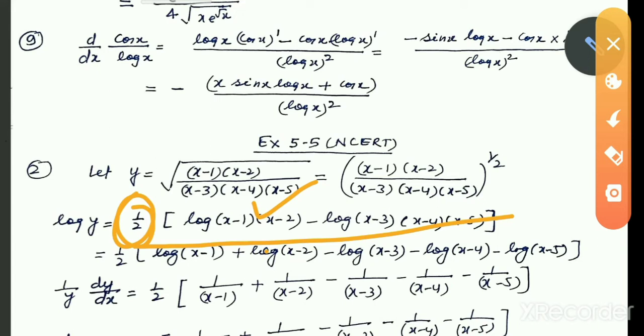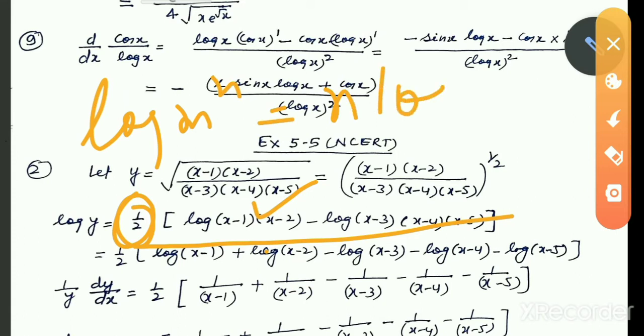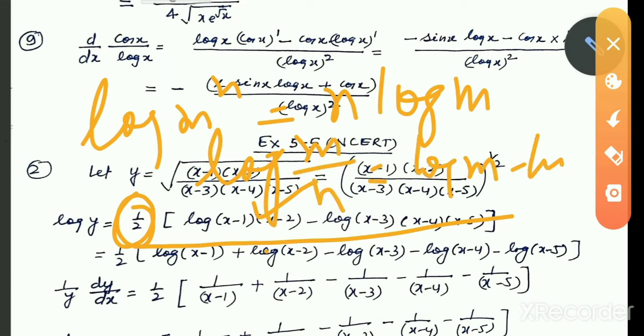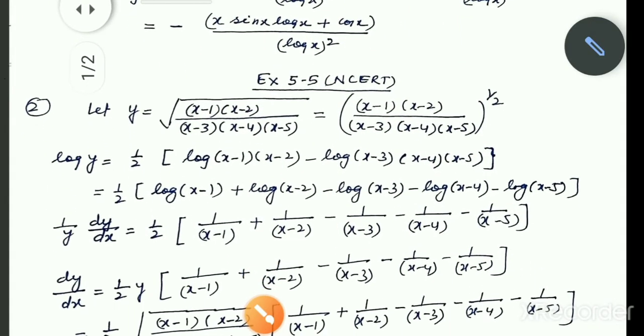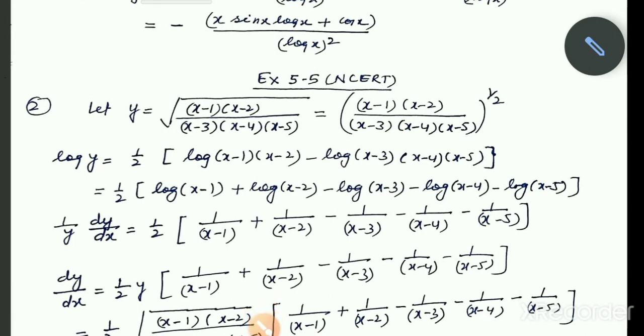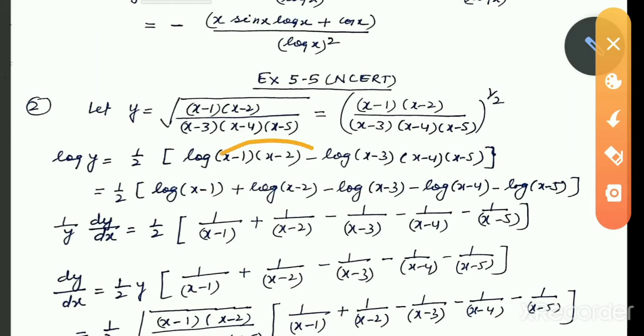Which property is used here? First is used log m raised to the power n is equal to n log m, and second is used log m upon n is equal to log m minus log n. So these two properties are used here. Now after applying the property again, this is something like x into y, so log x into y will be log x plus log y. Same happens here, but because of this negative sign, it makes all the remaining terms negative.